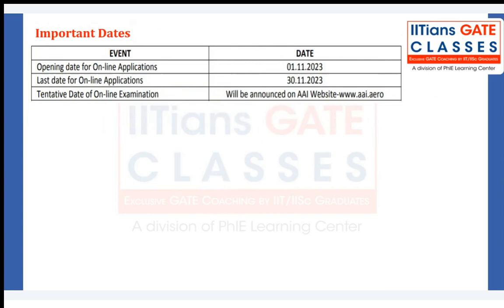Important dates. The opening date of the online application, guys, will be in about the month of November, that is 1st November. This is the notification, that's it. What is the last date? 30th November. The tentative date of online applications will be announced shortly on this particular website. You can go through that. They will be mentioning the online examinations and syllabus. Syllabus also they have not mentioned, right?